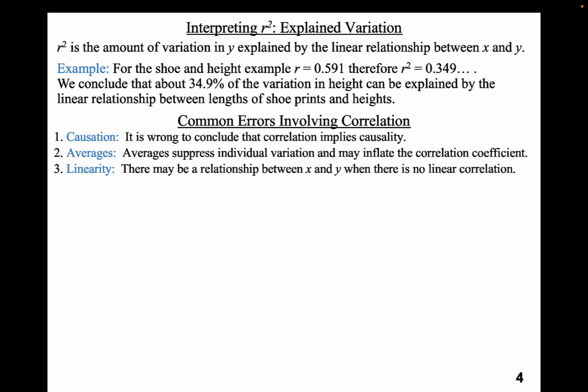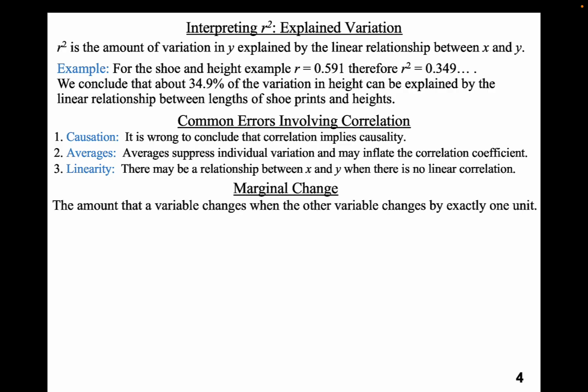Averages. Averages suppress individual variations and may inflate the correlation coefficient. So don't use correlation between averages. And last one, common error, linearity. There may be a relationship between x and y, but it just may not be a linear correlation. Like we saw a parabola, that had a correlation. There was a pattern. It just wasn't a line, so no linear correlation.